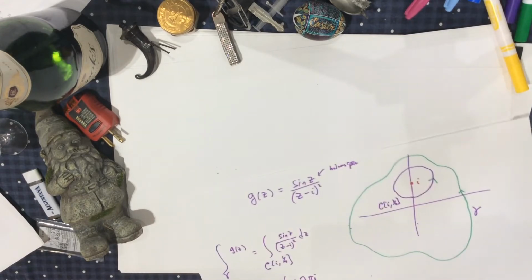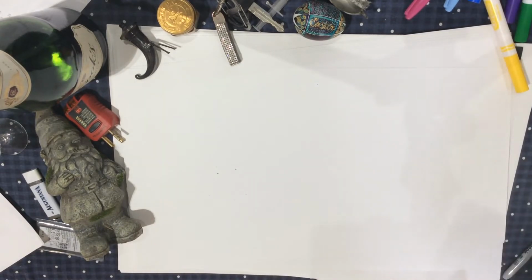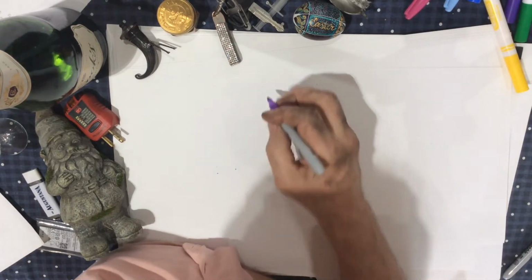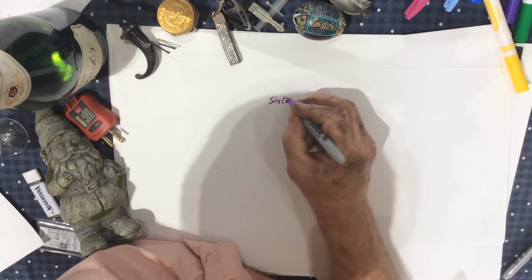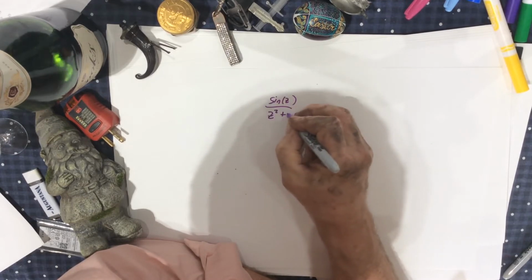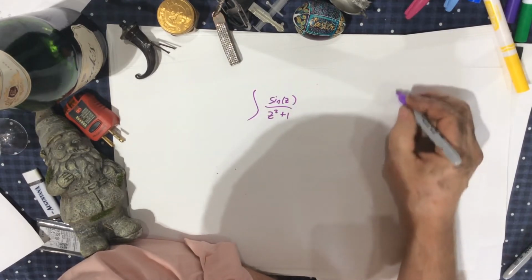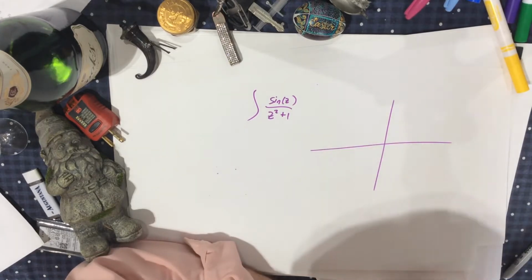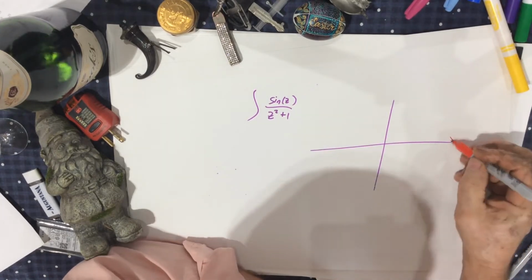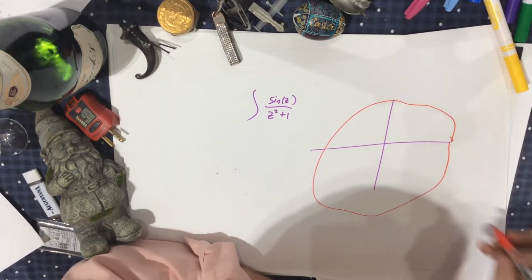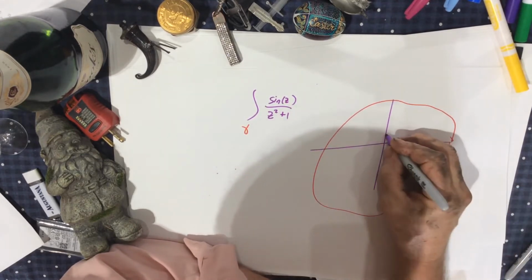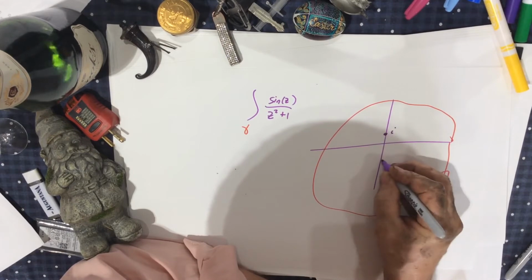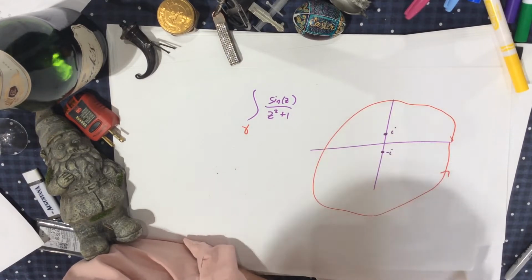Now, I want to introduce another technique here. I want to introduce a technique that's extremely powerful. And so let's do the integral of sine of z over z squared plus 1. And I'm going to do it over a region that's pretty darn big. Let's make this big circle here, gamma. And here is going to be the number i, and here is going to be the number minus i.